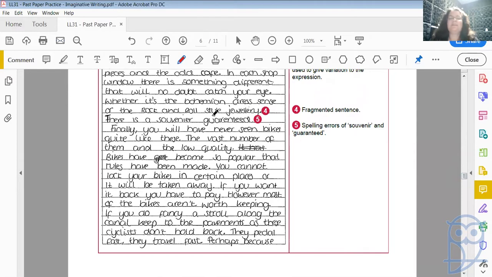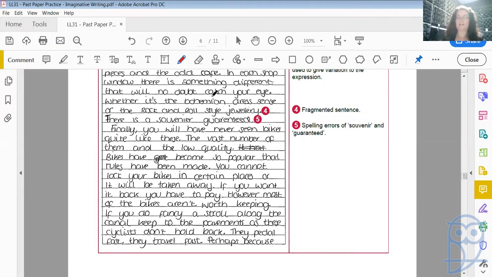Finally, you will have never seen bikes quite like these. The vast number of them and the low quality, okay, incomplete idea. Bikes have become so popular that rules have been made. You cannot lock your bikes in certain places or it will be taken away. If you want it back, you have to pay. However, most of the bikes aren't worth keeping. If you do fancy a stroll along the canal, keep to the pavements, as these cyclists don't hold back.